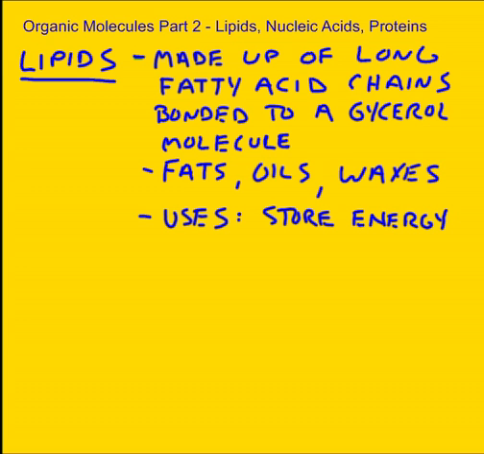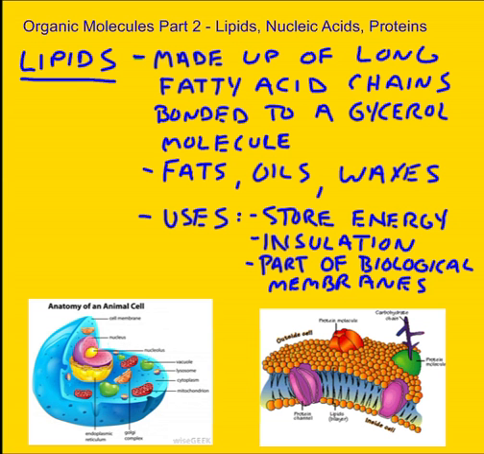In living things, lipids have different uses. They're mostly used to store energy. Fat, for example, in animals is a store of energy. Fat is also important for animals as insulation. Lipids are also part of certain biological membranes.